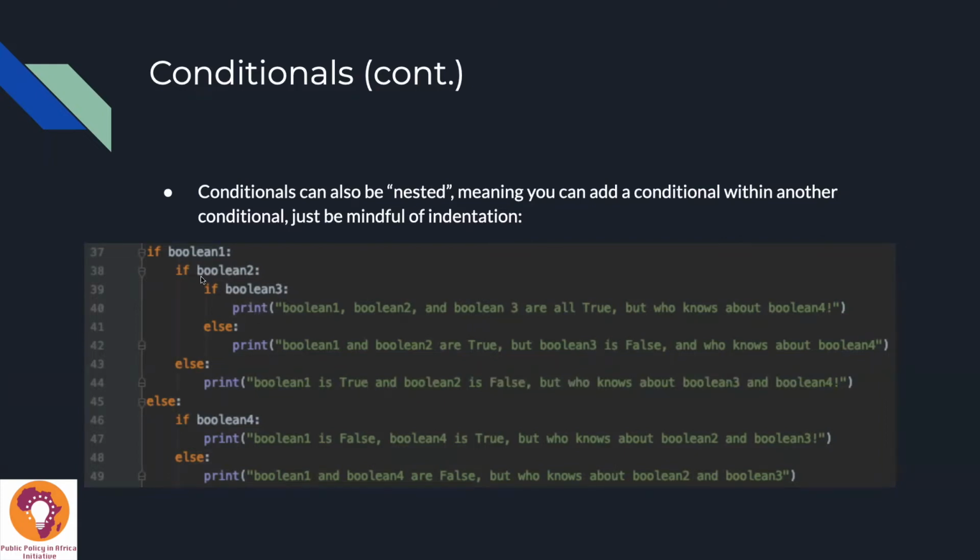But then, just know that you can nest here. I don't want to go through every possible pattern in this, because that can get really complicated, and it would just be time consuming. But just as one more example, say Boolean 1 is true, Boolean 2 is true. Now we're checking Boolean 3, let's assume Boolean 3 is false. In that case, we come to the else block here and we print out Boolean 1 and Boolean 2 are true, but Boolean 3 is false, and who knows about Boolean 4.